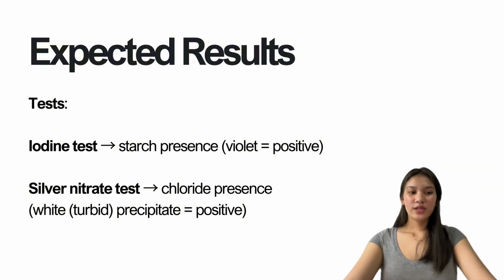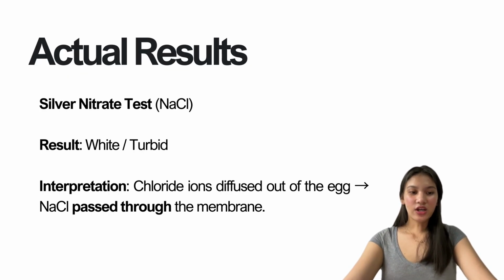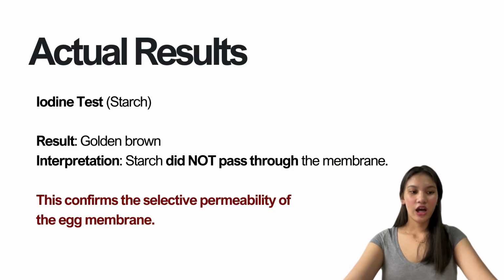White precipitate means positive. And for the actual result, for silver nitrate test, the result is white turbid, and the interpretation is chloride ions diffused out of the egg, NaCl passed through the membrane. And for the iodine test, the result is golden brown, interpretation is starch did not pass through the membrane. This confirms the selective permeability of the egg membrane.